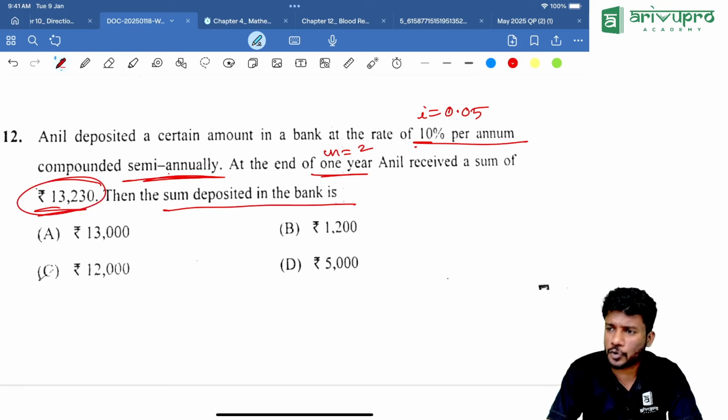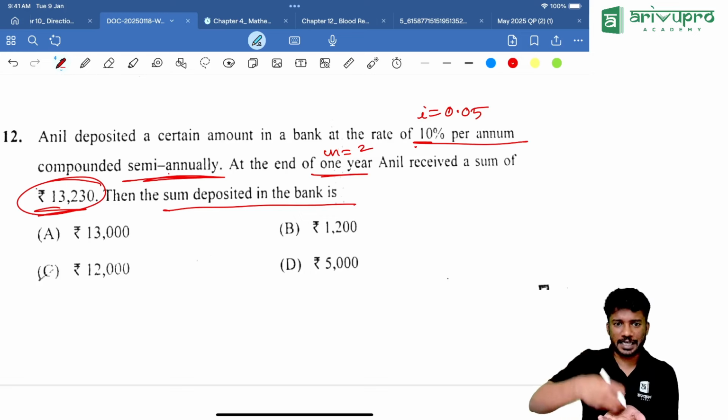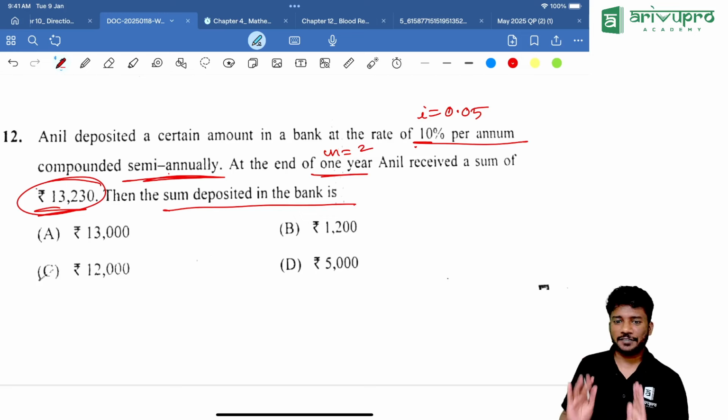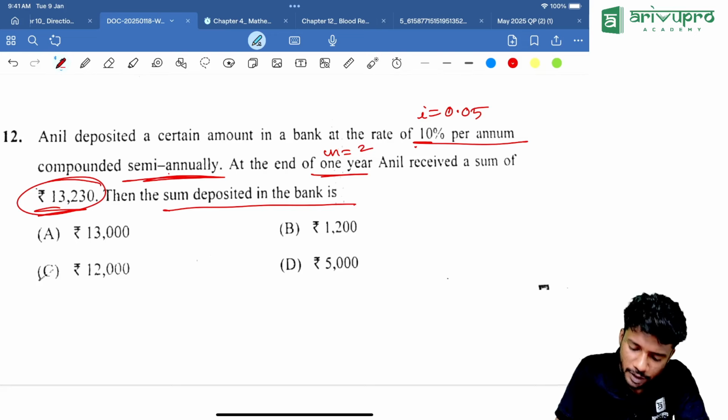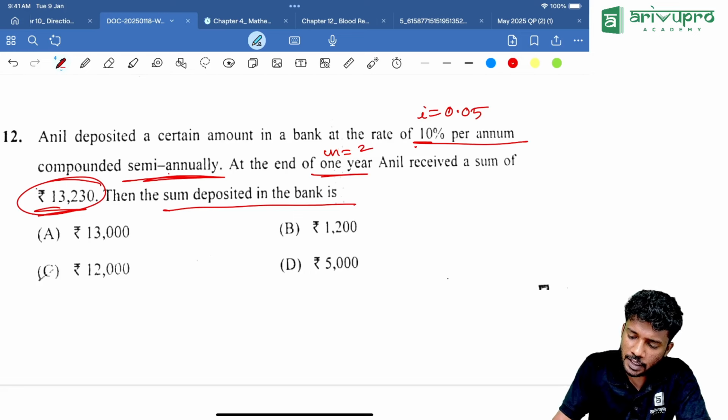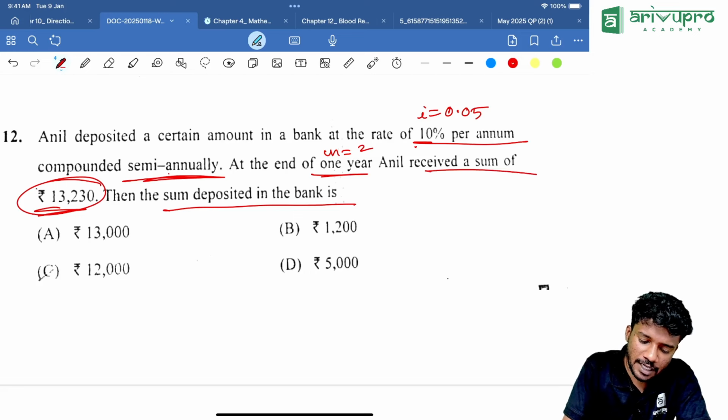So what is this question based on? Is it based on compound interest or annuity? Compound interest. Why is it not annuity? In annuity, regularly he will invest, and fixed investment was there in the previous question. Got it? Yes. So what is given? Anil received a sum of this much. A value is this much. You need to find the P value.